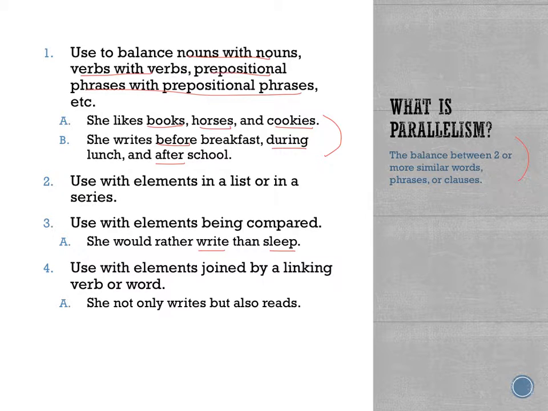You can also use it in Rule 4 with elements joined by a linking verb or word. She not only writes, but also reads. And again, we're using a verb here. We're using the same form. We're using the S ending, and then we're using it as the main verb without a helping verb form.